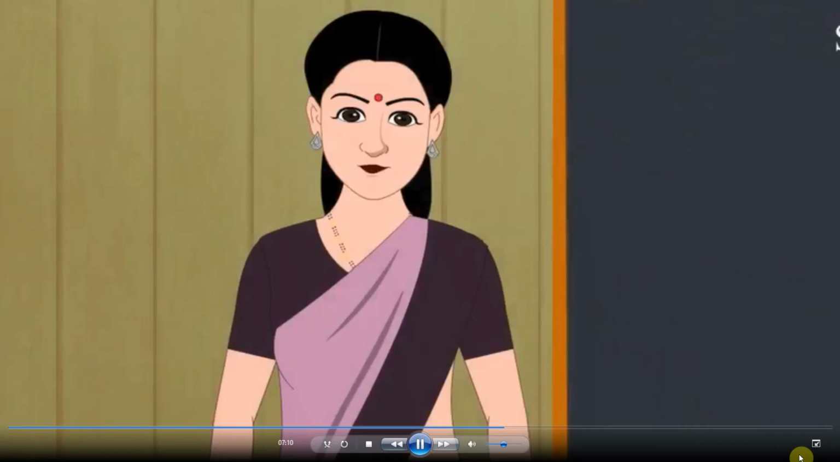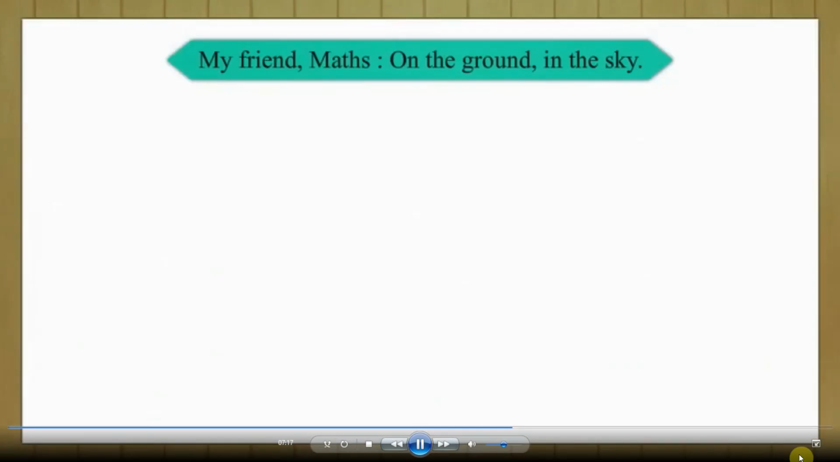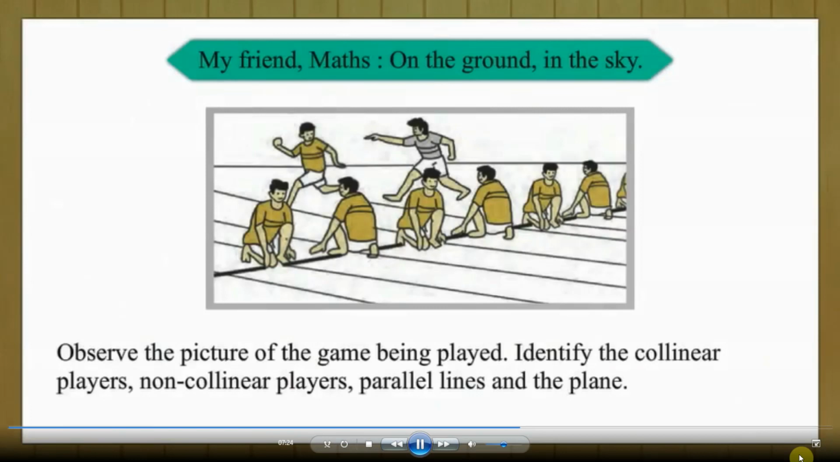Dear friends, do you know, we use maths in our daily life. Let's see how. My friend, maths. On the ground, in the sky. Observe the picture of the game being played. Identify the collinear players, non-collinear players, parallel lines and the plane.